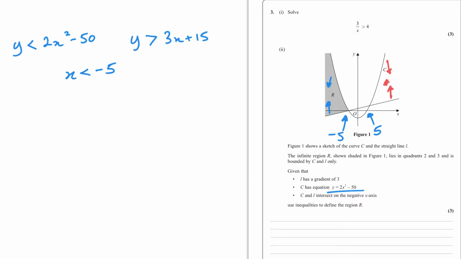And then finally, there are no dashed lines, there's no indication that it doesn't include being on the line, so I should also really include an equals with all of these. So we've got y is less than or equal to 2x squared minus 50, y is greater than or equal to 3x plus 15, and x is less than or equal to -5.